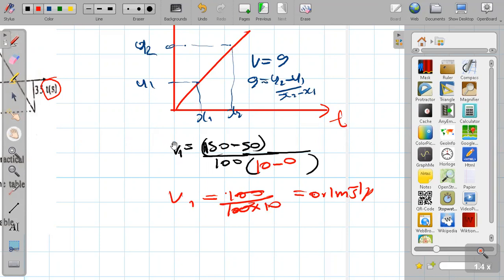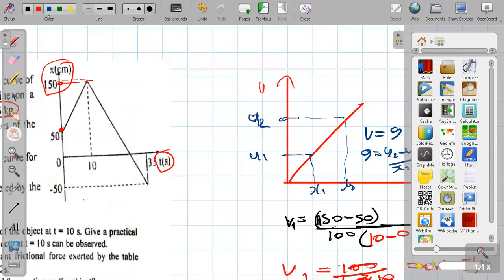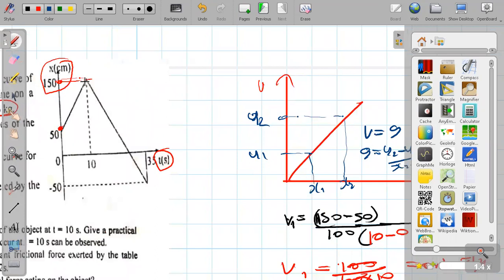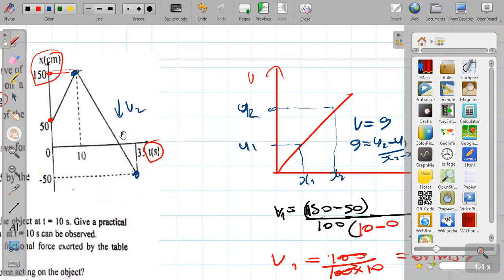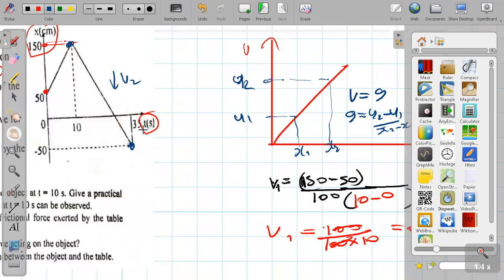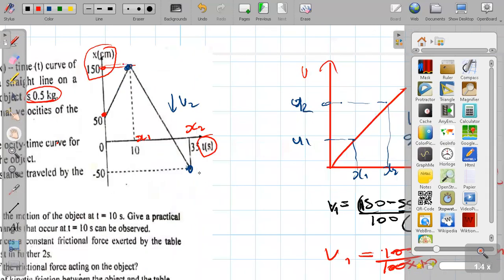In the same manner, I can find the velocity of the returning journey to the other side, v2. It's a downward motion, so the direction is opposite, but it doesn't matter. I have to mark this as x2 for the second motion, and this as x1 for the second motion. Most of the students have some problem here, so I will explain that first.